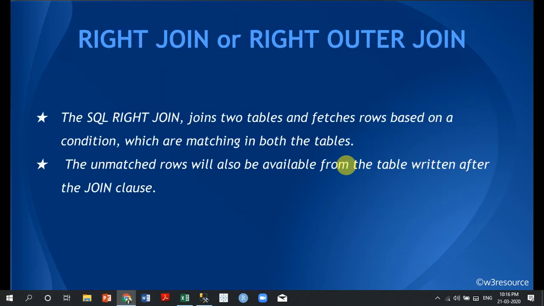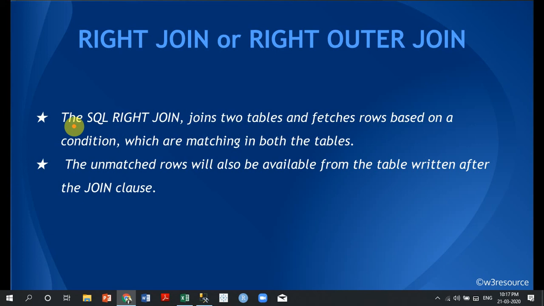Now moving towards the next, our right outer join. As far as the right outer join is concerned, it is the opposite of left outer join. Try to connect it with left outer join. What was happening in left outer join? It was taking all the records from the left table but only matching records from the right table. Now the same will take place over here: it will take all the records from the right table but only the matching records from the left table.